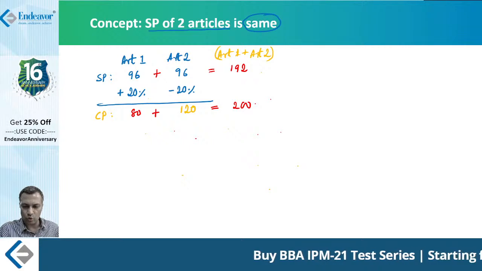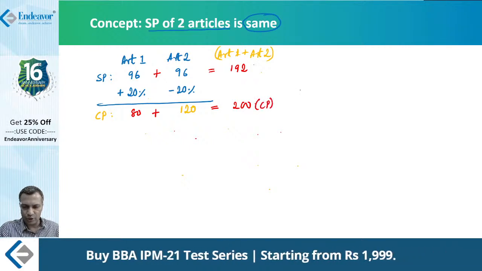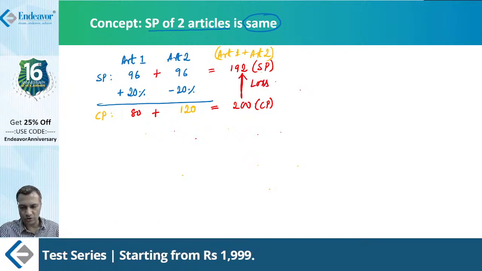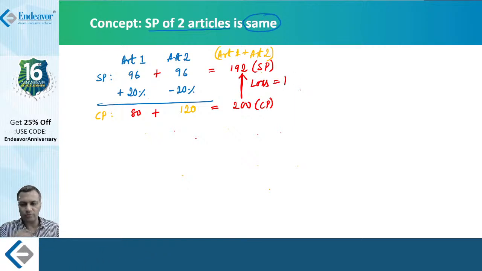Now look at this. Your total cost price is 200. Your total collection, revenue, selling price is 192. What did you make here? A loss. How much is the loss? Rupees 4. You made a loss of rupees 4.